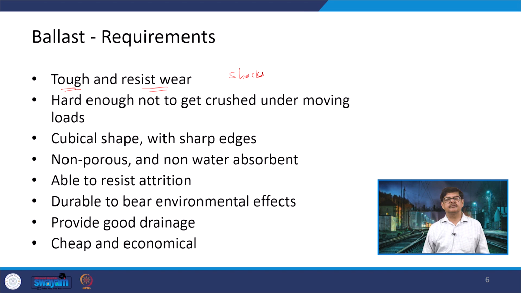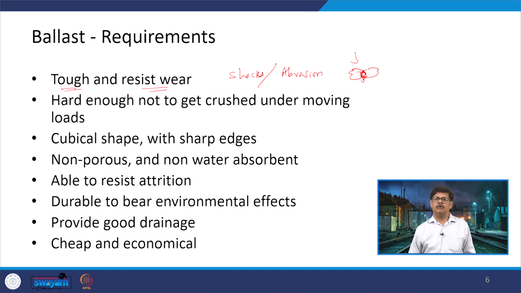If any shocks have been created, the ballast should be able to withstand or absorb those shocks. And when you talk about the wear, we are talking about the abrasion condition. There is a particle and this is another particle, and because the load comes on one, there is a relative movement and the surfaces are getting rubbed. It should not get transformed into powder. So, that resistance has to be there.